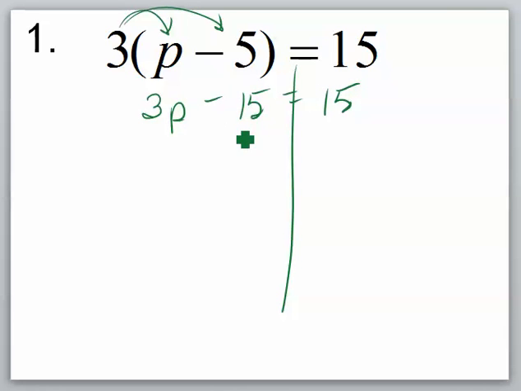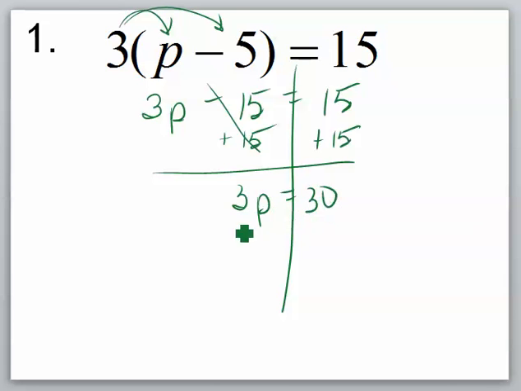So I'm going to get rid of this negative 15 by adding 15 to both sides because that creates that 0. And I get 3p is equal to 30. I'll divide by 3 on both sides, and I'll get p is 10.